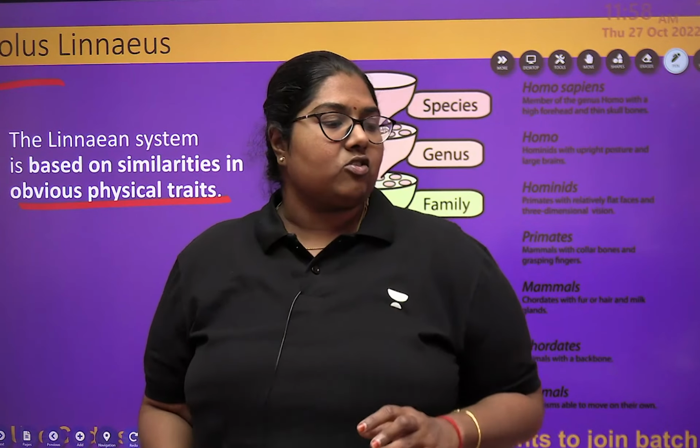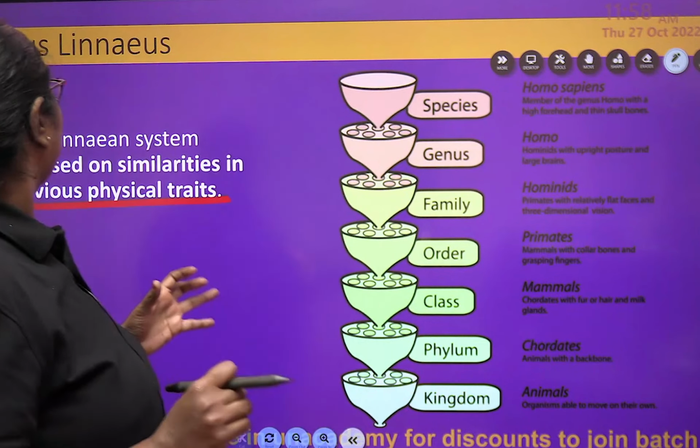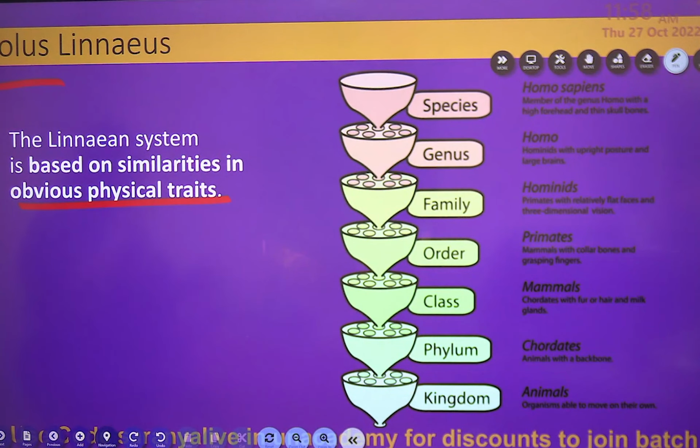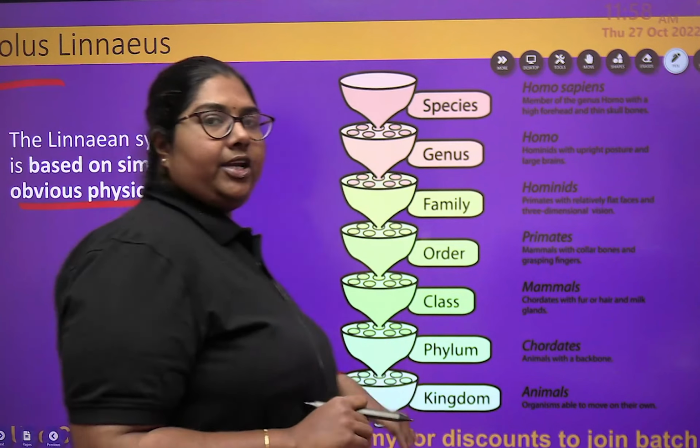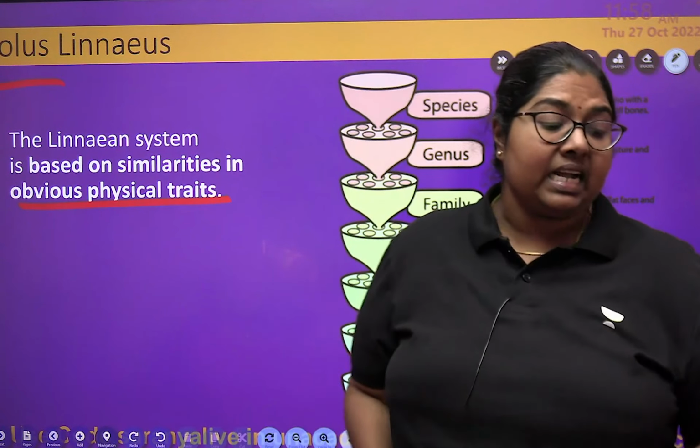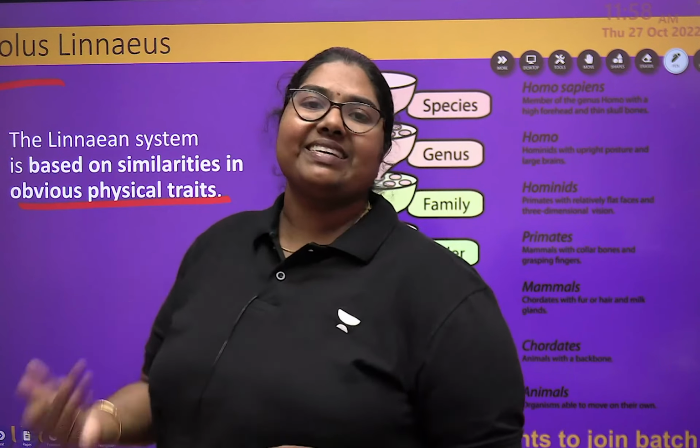Okay, so that is all about the physical trait. He didn't do much about the other thing. It is all about the physical trait. So is this dependent on the phylogenetic? Definitely not. This is not at all based on phylogenetic, but only on the physical trait.